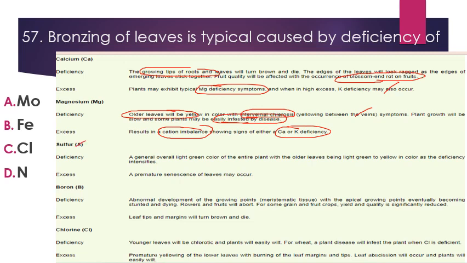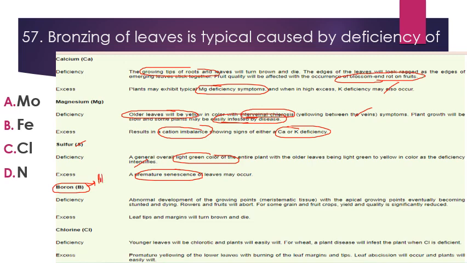Next is sulfur. Its deficiency is seen in the form of light green color of the entire plant, with the older leaves being light green to yellow in color as the deficiency intensifies. Its excess causes premature senescence of leaves.